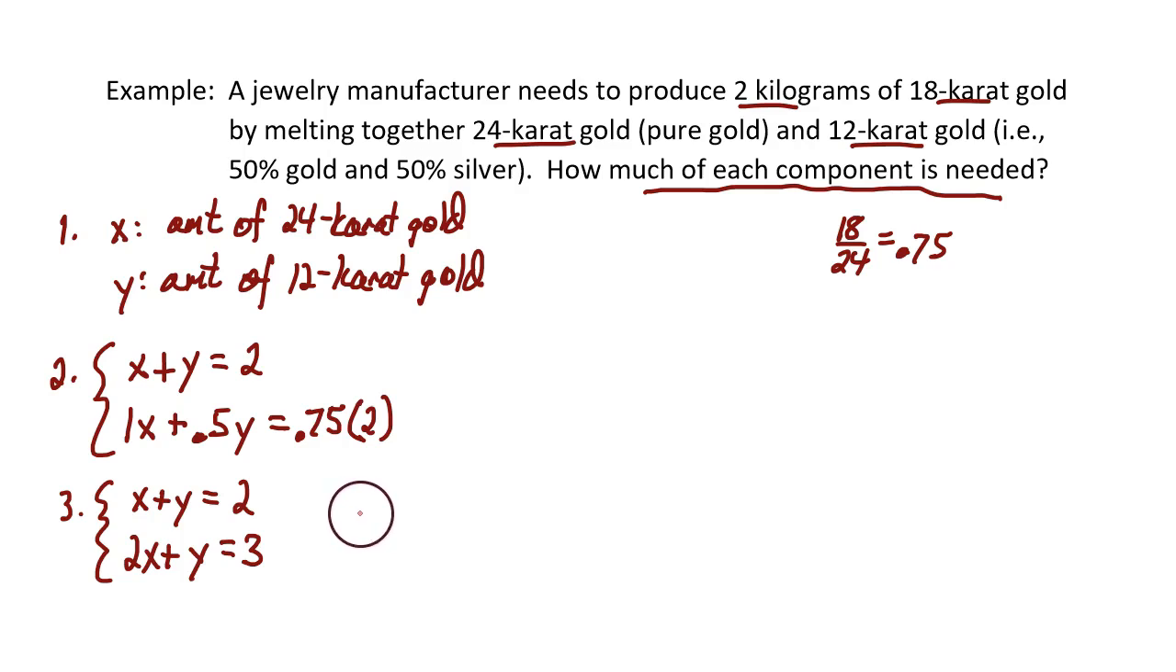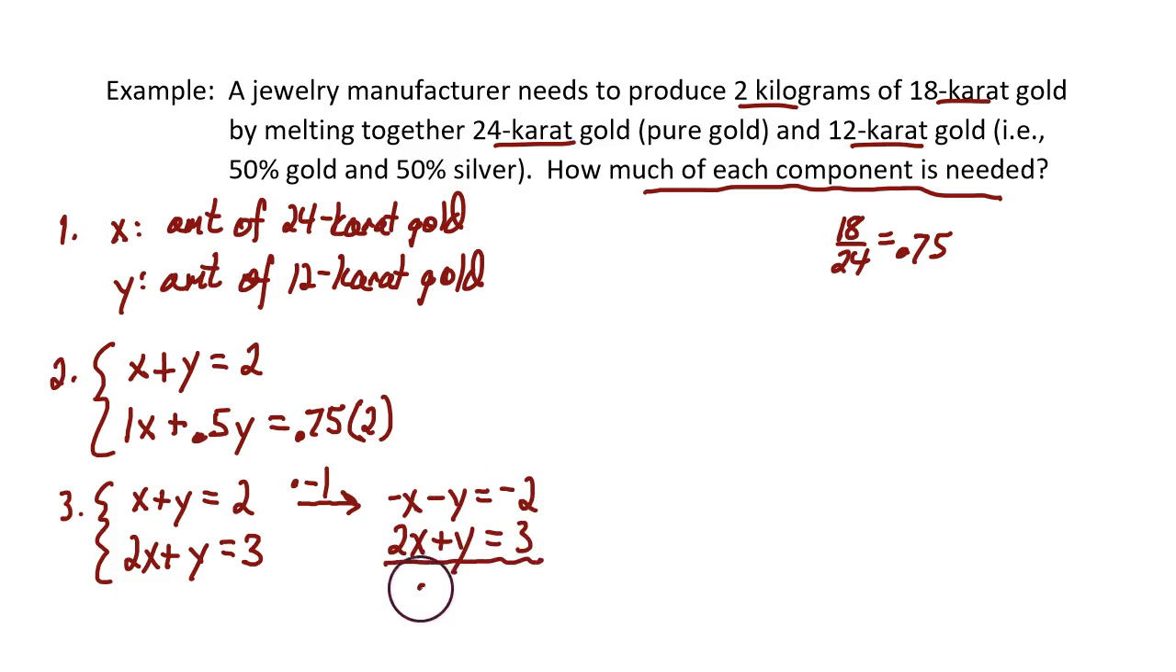Okay, here's the answer. It doesn't matter if you used linear combination or substitution to get the answer. I'm going to show the answer using linear combination. I want the y terms to be opposites of each other, so I'm going to multiply the first equation by -1. That makes -x minus y equals -2. And I'm going to keep the second equation the same. Then I'm going to combine them by adding. This becomes x equals 1.